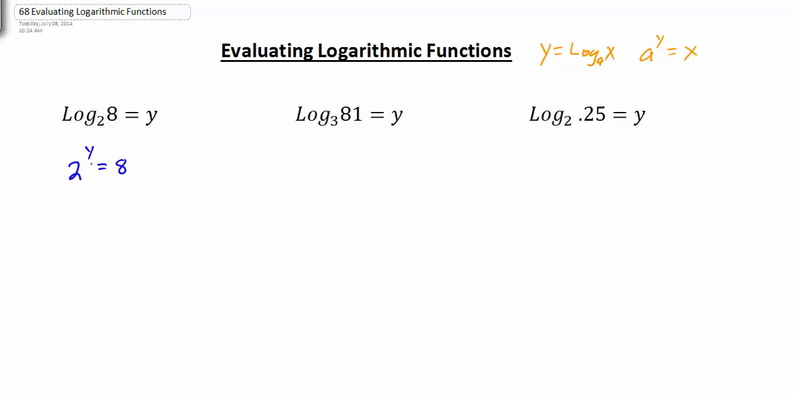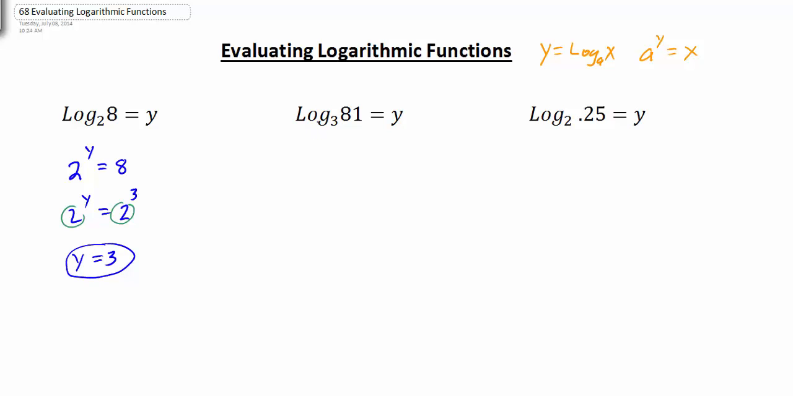So now we probably can look at this and determine the value of y, but we need to rewrite the 8 so that it has a base of 2. So we know that we can certainly write 8 with a base of 2 as 2 to the third power. And once again, because the bases here are the same, then the exponents must be equal. So therefore, y has to be equal to 3.